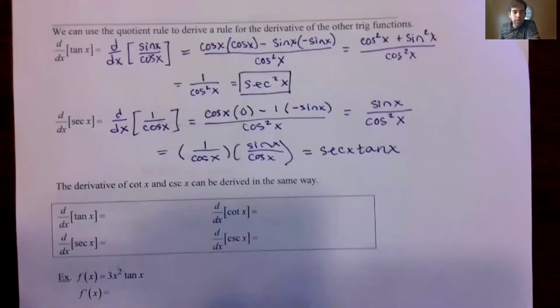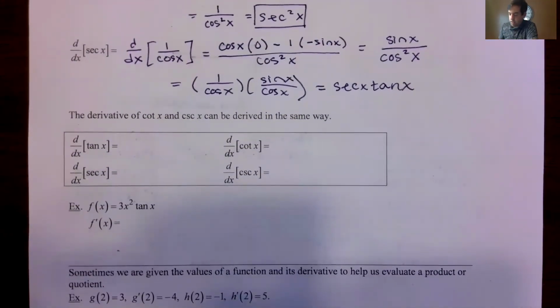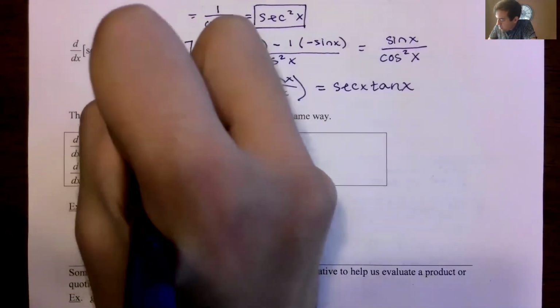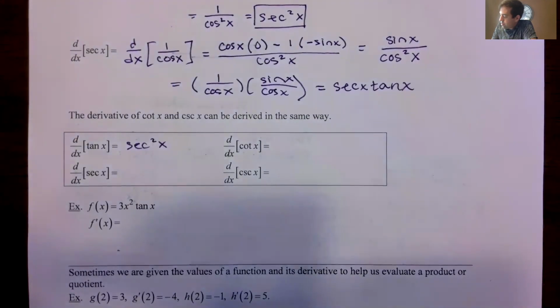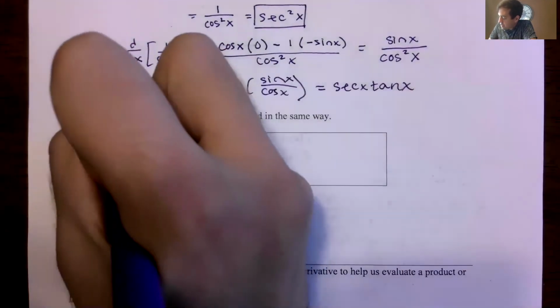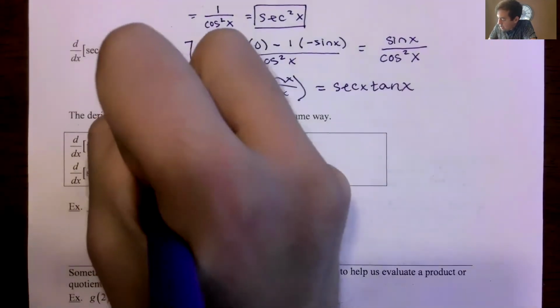Okay, so definitely write down these key derivatives that we need to know. The derivative of tangent is secant squared. And the derivative of secant is secant x tangent x.